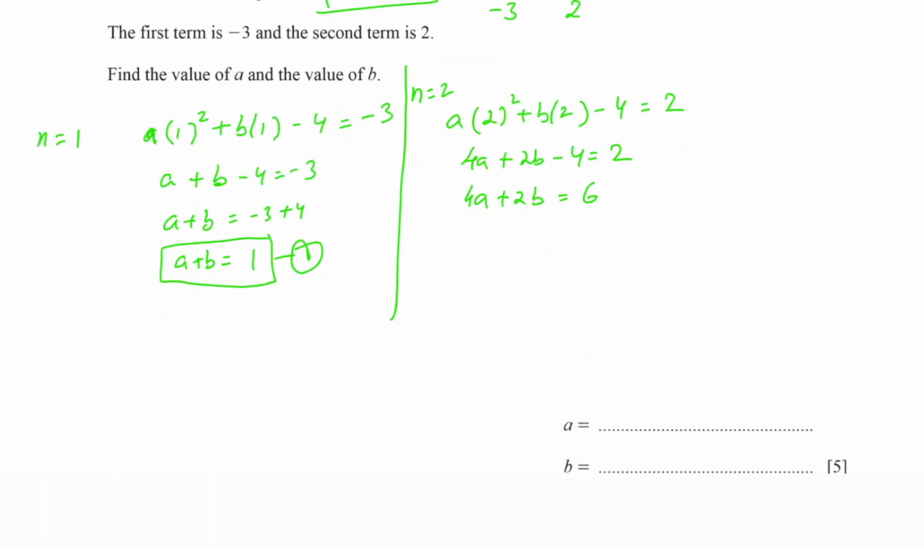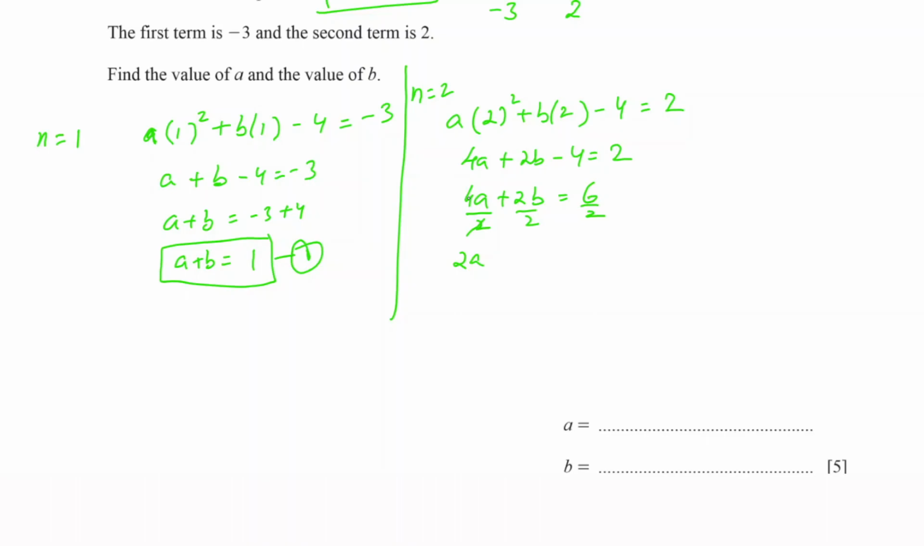Because all the terms are divisible by 2, let us divide by 2. So if I divide all the terms by 2, we are left with 2a plus b equals 3, because 4 divided by 2 is 2. This is the second equation, right?